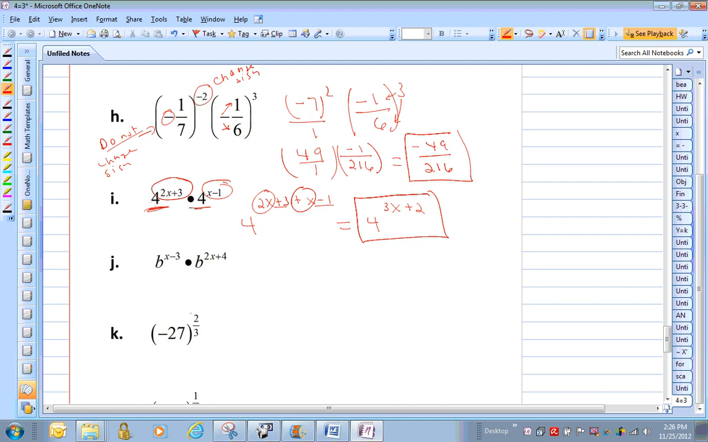All right, here's another one. The base is b. We're multiplying. You would add exponents. Why don't you push pause, do that one on your own, check to see how you did.